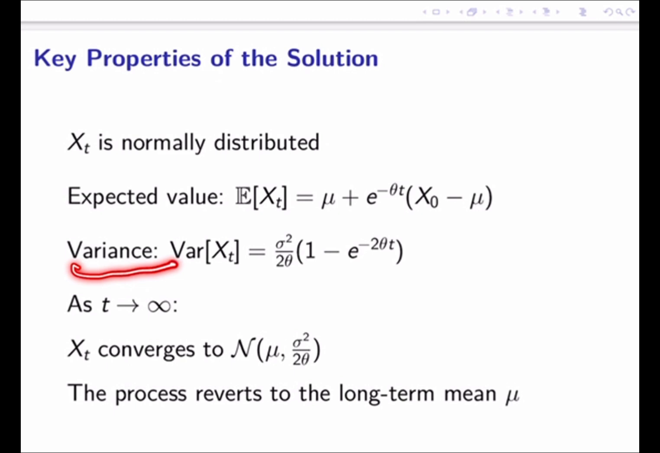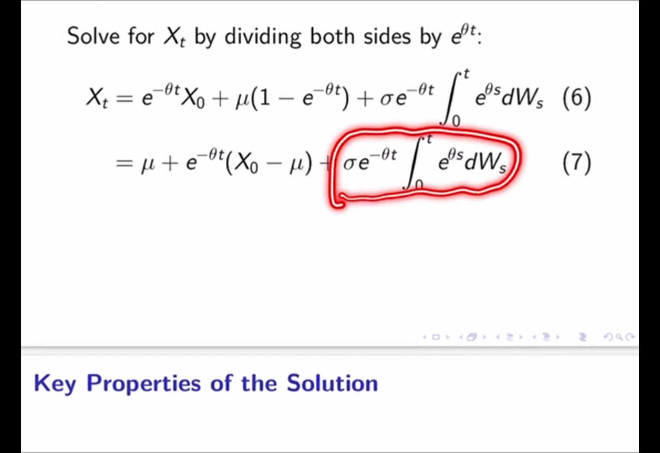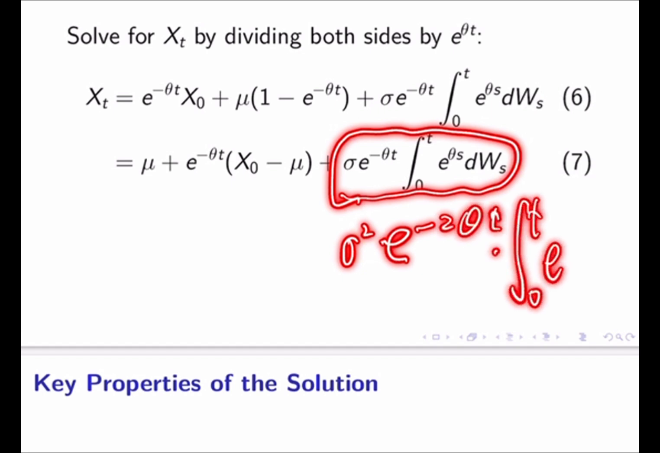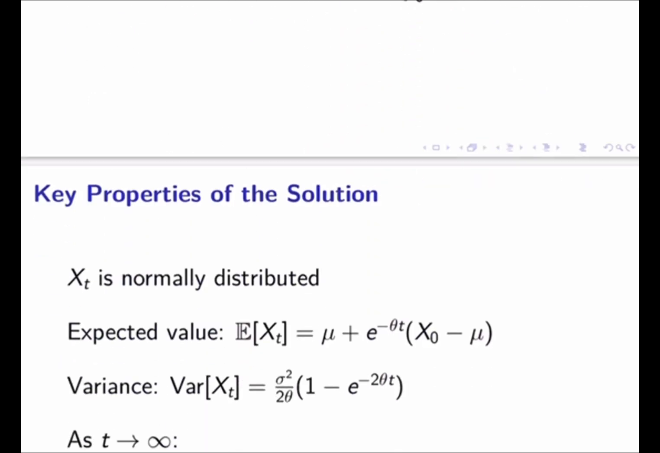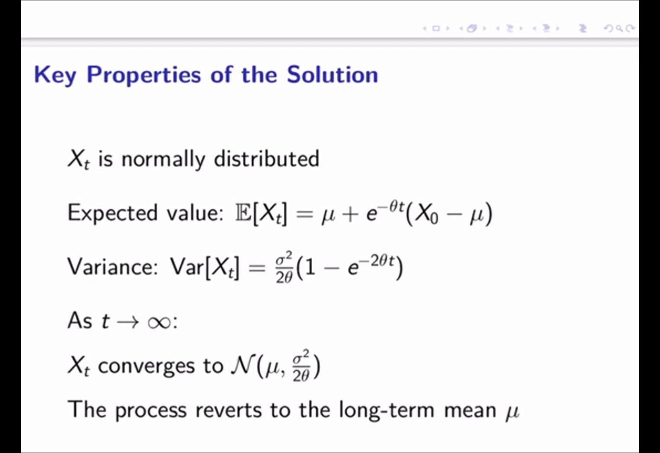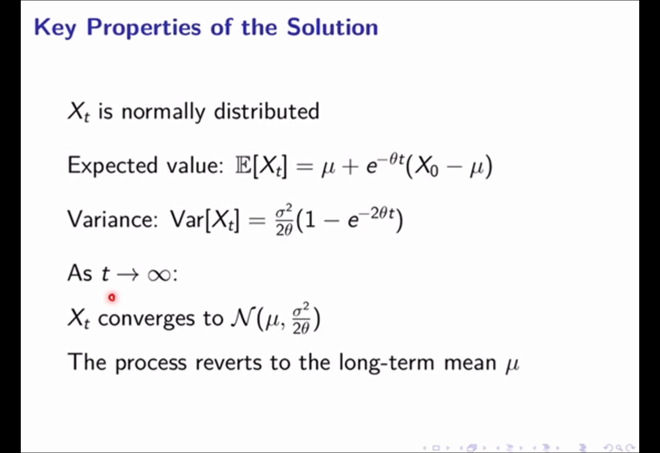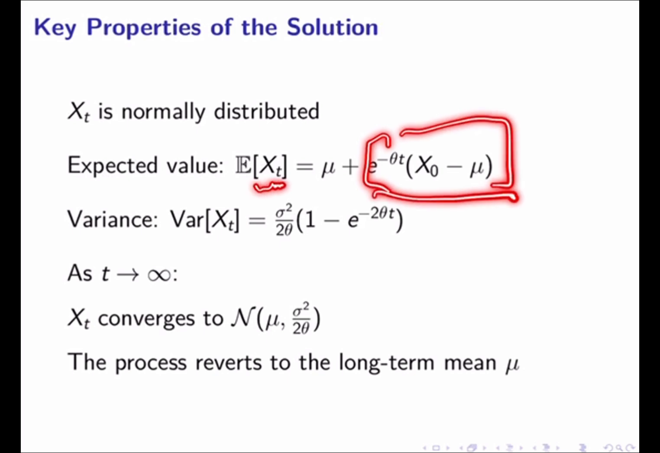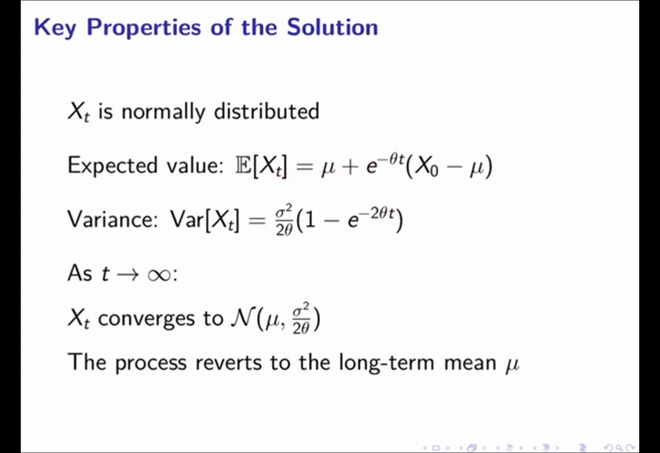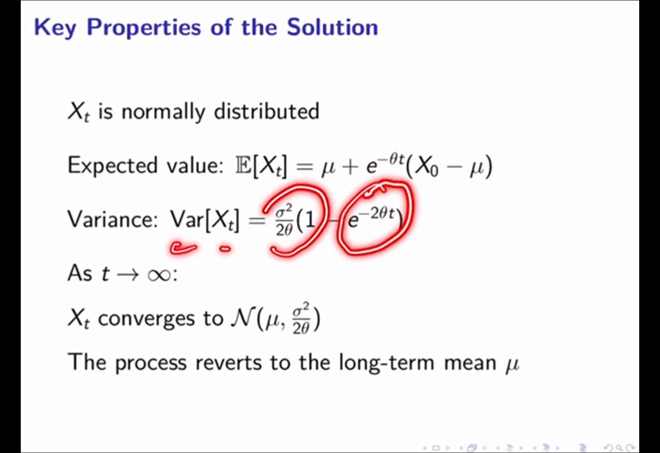We can also calculate the variance. The variance of Xt is contributed by the integral, which is this part. It would be sigma squared exp(minus 2 theta t) times the integral of exp(2 theta s) ds from 0 to t. The result is sigma squared over 2 theta times (1 minus exp(minus 2 theta t)). When t goes to infinity, this term vanishes, and the expectation of Xt tends to mu. Also, when t goes to infinity, this term vanishes, and the variance of Xt tends to sigma squared over 2 theta.